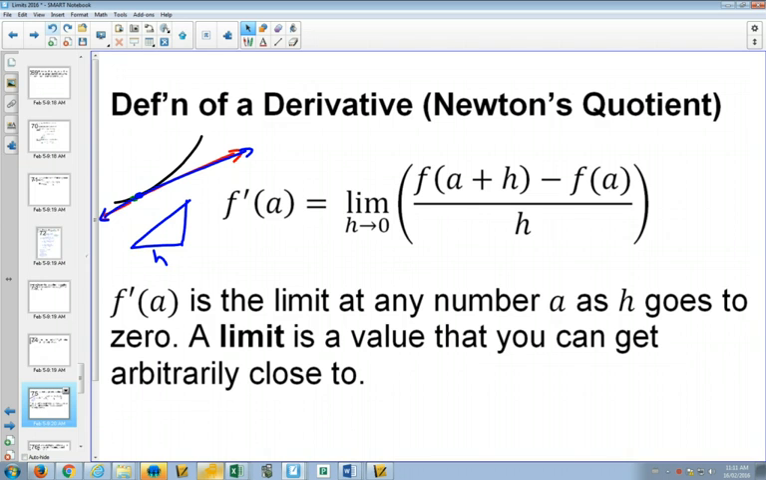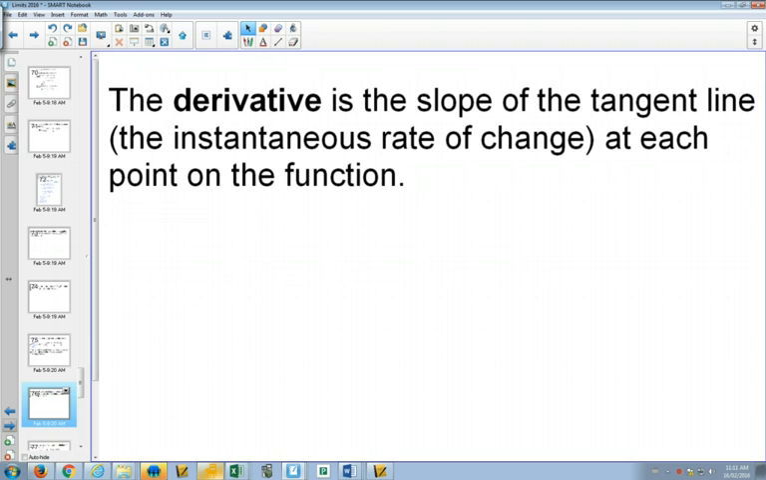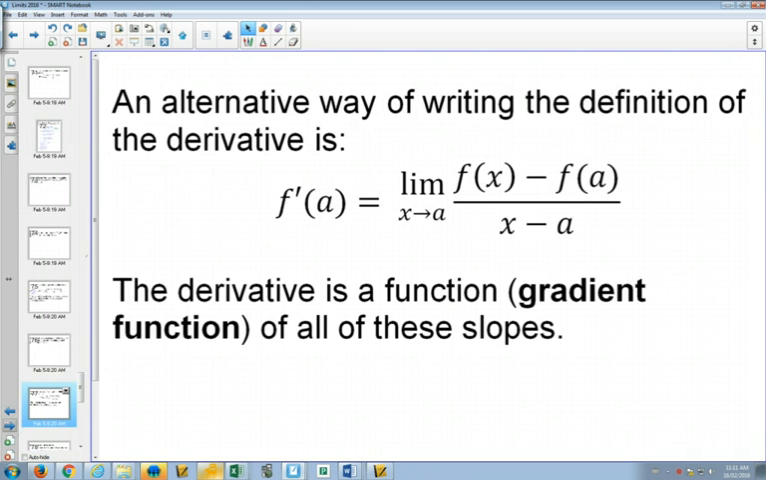So f prime of a is that limit, and we write the derivative in this notation. We'll look at some other notations as well. So all the derivative is the slope of a tangent line at any single point in a function. And some neat patterns come out from that. This is Formula 1 from our definition of the derivative. We will mainly be using the other one that we saw before.